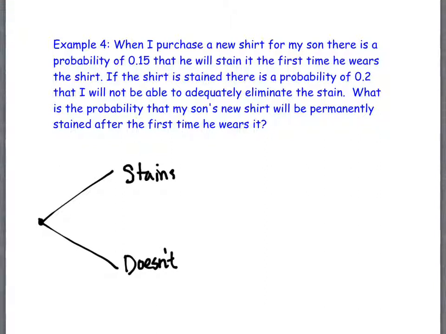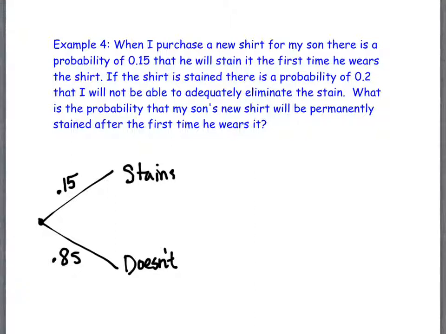Now, notice right here, and this goes back to something you said earlier, Rachel, the doesn't branch is done. Because if he doesn't stain it, then I don't have to scrub it, right? It's clean. I mean, it's going to go in the wash, but I don't have any stain to try and remove. So there's not going to be another set of branches off of the doesn't branch. We're just done. Now, I need numbers though here. What's the probability that he stains it? 0.15. And the probability he doesn't? 0.85, right.